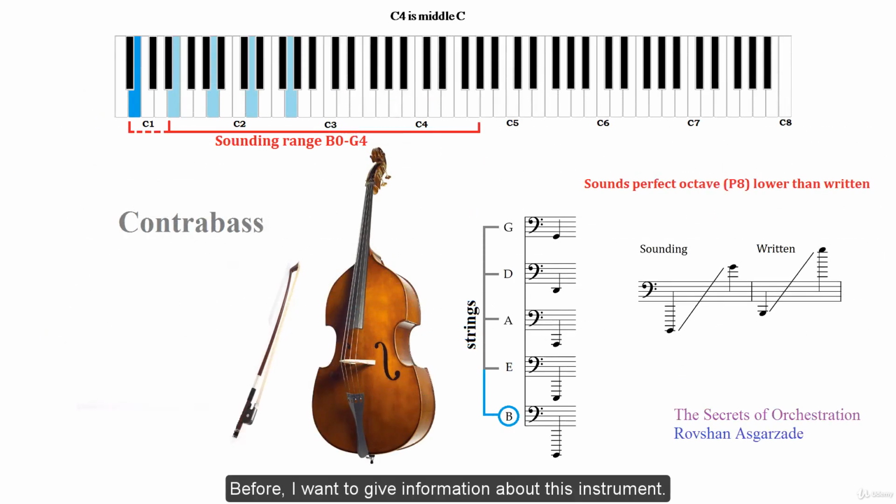Before that, I want to give information about this instrument. Contrabass is the only transposing instrument in the string section. This instrument sounds an octave lower than written. Contrabass with 4 strings has a range from E1 to G4. There are E, A, D, G strings. But modern contrabass also has an extra lower B string. Sometimes players tune it to C1.